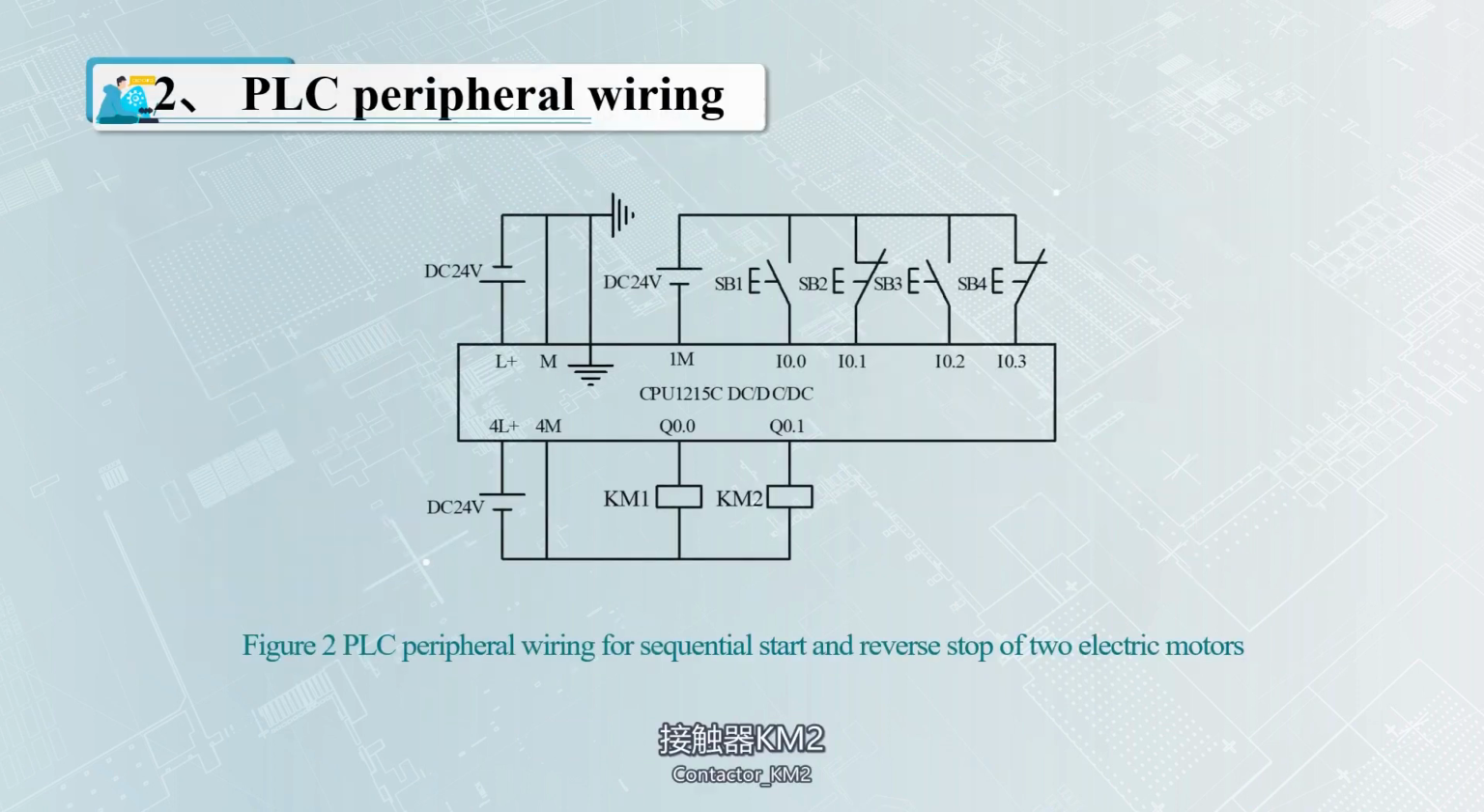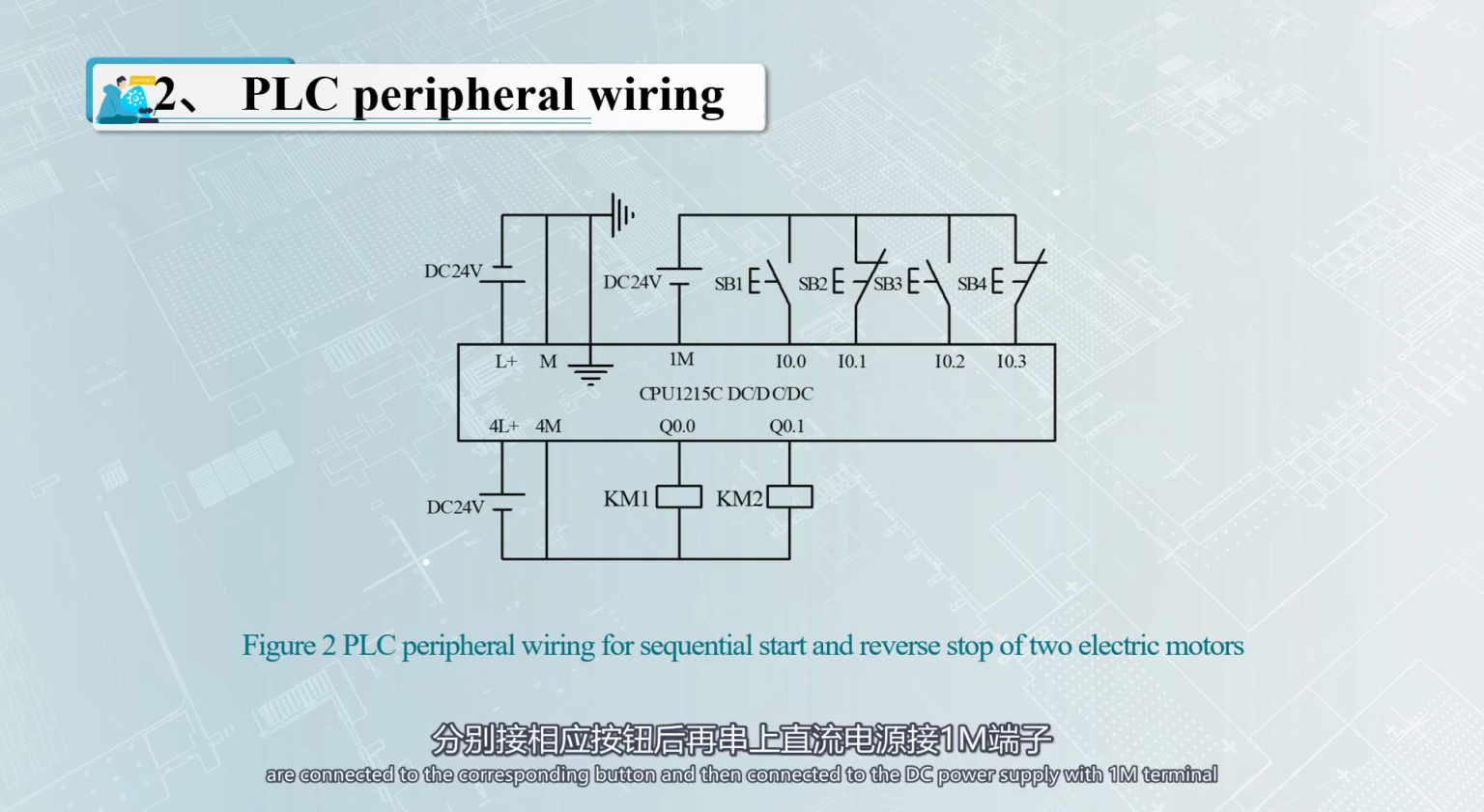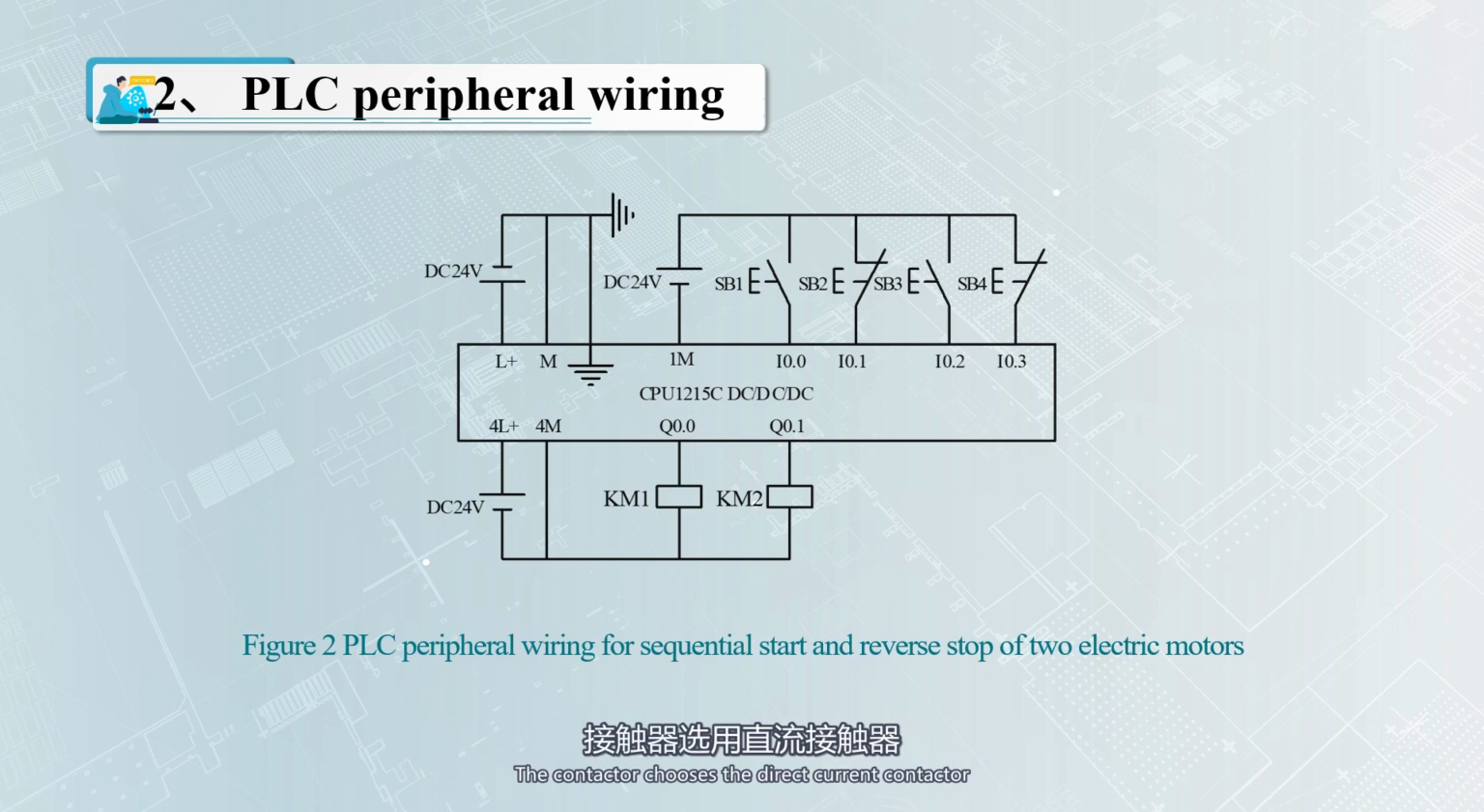PLC external wiring. The terminal L+ and M is connected to a 24V DC power supply. I0.0, I0.1, I0.2 and I0.3 terminals are connected to the corresponding buttons and then connected to the DC power supply with the 1M terminal. The contactor chooses the direct current contactor. The terminal L+ and 4M is connected to a 24V DC power supply. Q0.0 connects with the KM1 coil to the power supply negative. Q0.1 connects with the KM2 coil to the power supply negative.